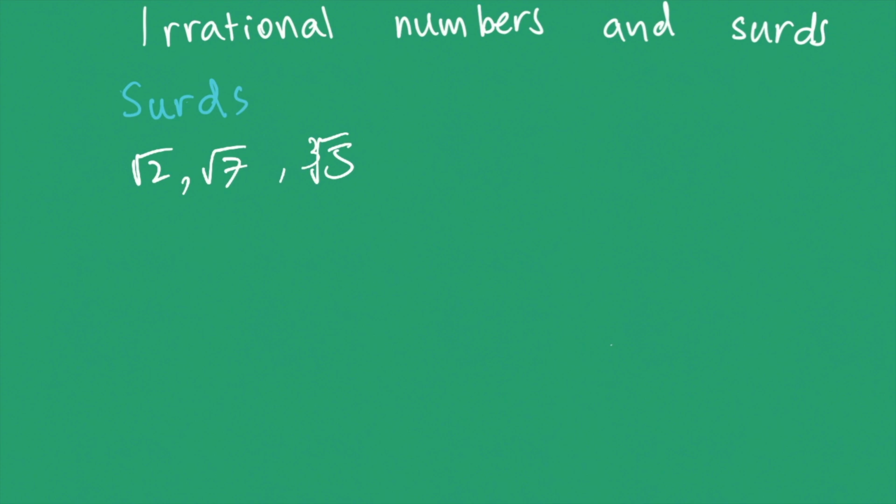However, square root 4 and square root 9 are not surds since they are whole numbers, because they can be expressed as 2 and 3, which are whole numbers. And the number pi, although it's irrational, is not a surd, because it cannot be expressed as the nth root of a.